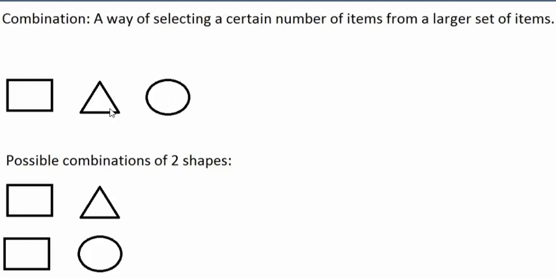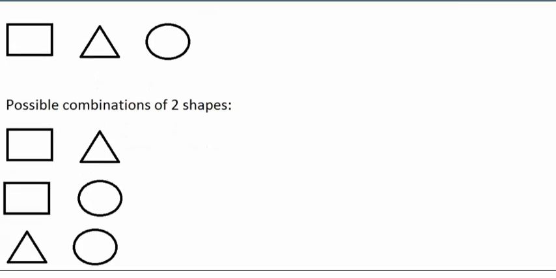The three shapes can be whatever you want. For example, they could be three different blocks. And imagine that you're selecting two of the three shapes. If you're selecting two of the three shapes, then these are the possible combinations that you could select.